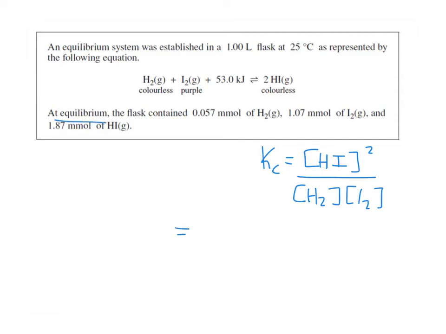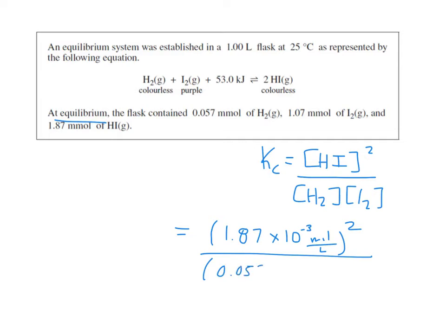Now we know equilibrium concentrations, so we can plug these numbers into our formula. I know my concentration of HI is 1.87, and that's millimoles, so that's times 10 to the negative 3. These need to be concentrations, but it's 1.87 millimoles in a 1 liter container. So that would be 1.87 times 10 to the negative 3 moles per liter, and that's squared, divided by my concentration of H2, which is 0.057 times 10 to the negative 3 moles per liter, times my concentration of I2, which is 1.07 times 10 to the negative 3 moles per liter.